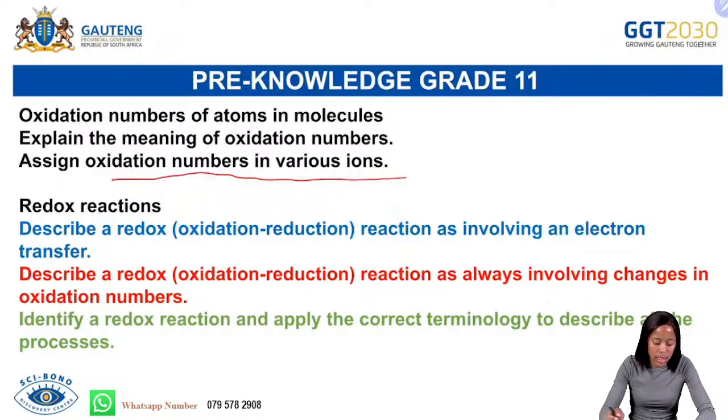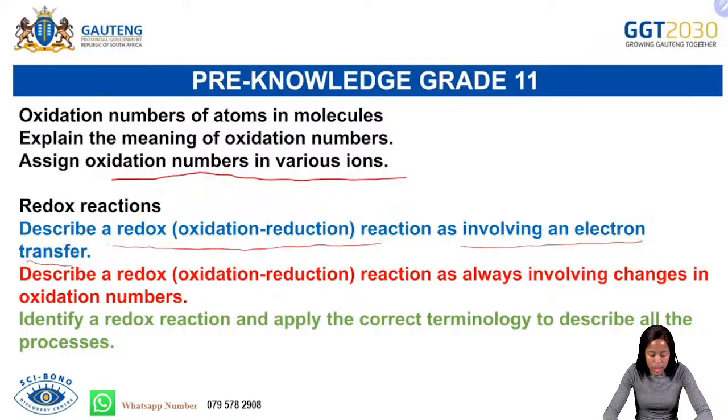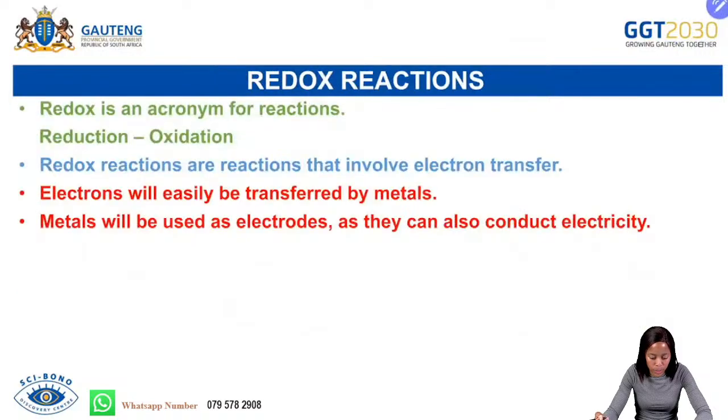Then redox reactions from grade 11, you were able to describe redox as oxidation or reduction reactions, as involving electron transfer. Then it says describe a redox or oxidation-reduction reaction as always involving changes in oxidation numbers. And then you needed to identify a redox reaction and apply the correct terminology to describe all the processes. So again, we are going to discuss all of that now. That is in terms of the grade 12 work that you need to know.